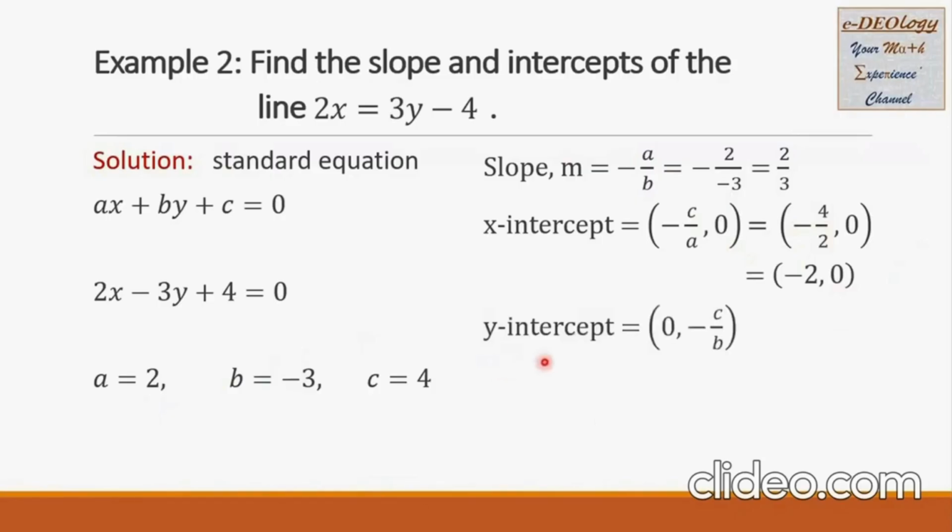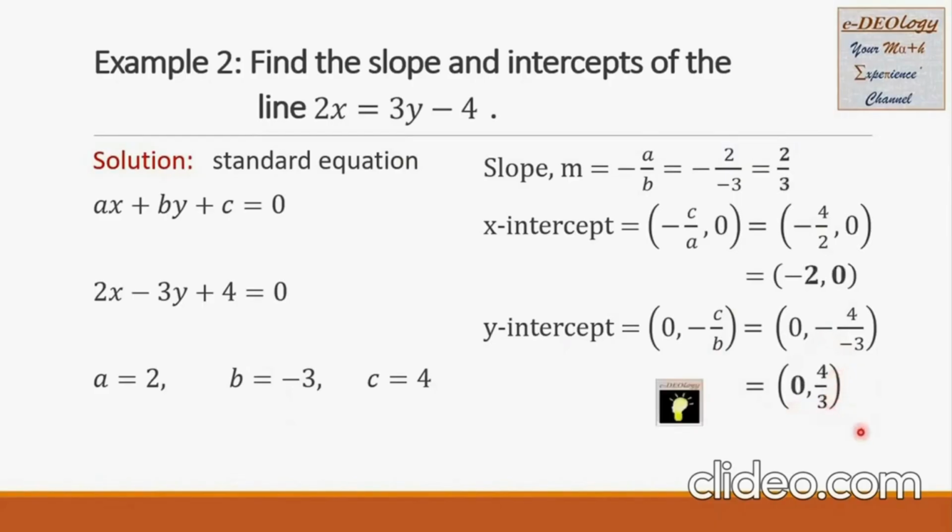For the y-intercept, this is our formula for the ordered pair. Then let us now substitute the values. The c is the constant 4, and the b is the negative 3, and then this negative and negative becomes positive. So our y-intercept is 0, 4 over 3. This is our final answer.